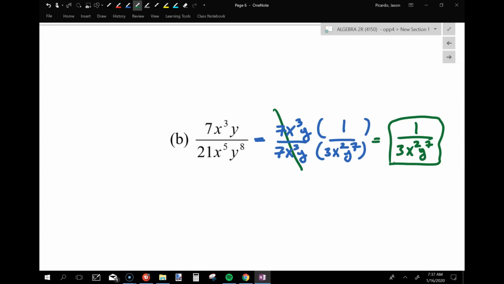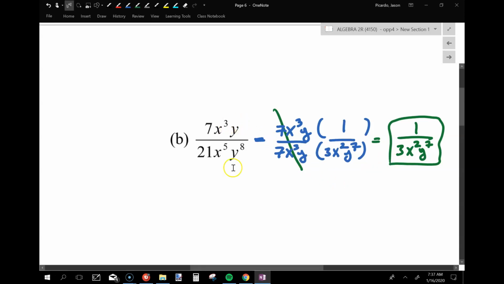I actually like, when I do these and I'm reducing these variables, I like to play the where's there more game. You remember that phrase, where's there more? Did I do this with you? Okay, good. So, guys, I have x's on the top and x's on the bottom, right? Where are there more? On the bottom. How many more? 2 more. I have y's on the top and y's on the bottom. Where are there more? On the bottom. How many more? Y to the 7. And then what did I do? I took 7 over 21 and reduced it to 1/3, right?